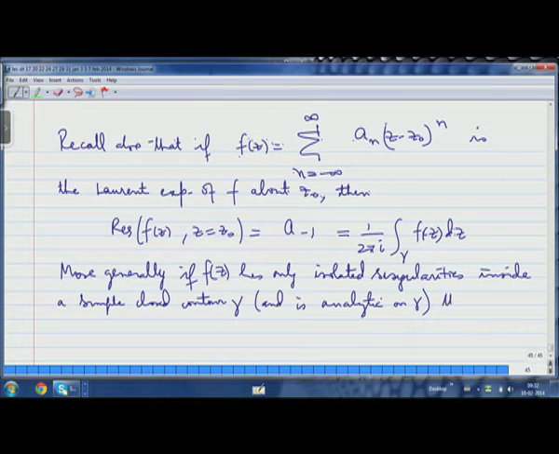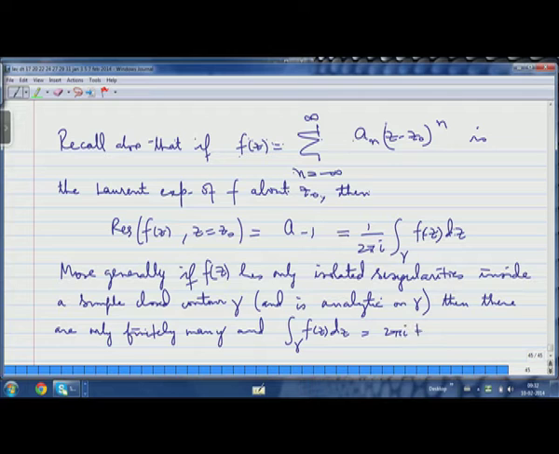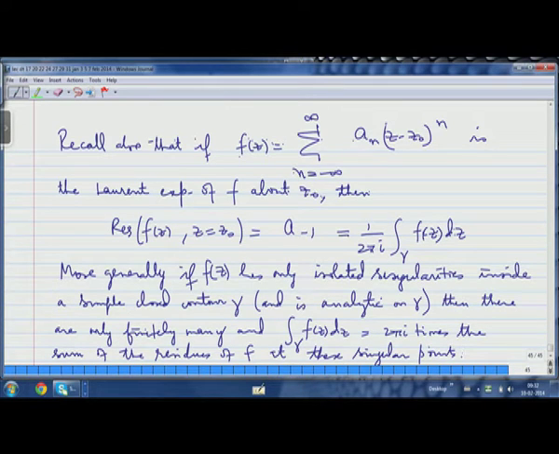Then there are only finitely many singular points, and the integral over gamma of f of z dz is equal to 2 pi i times the sum of the residues of f at these singular points. So this is essentially the residue theorem.